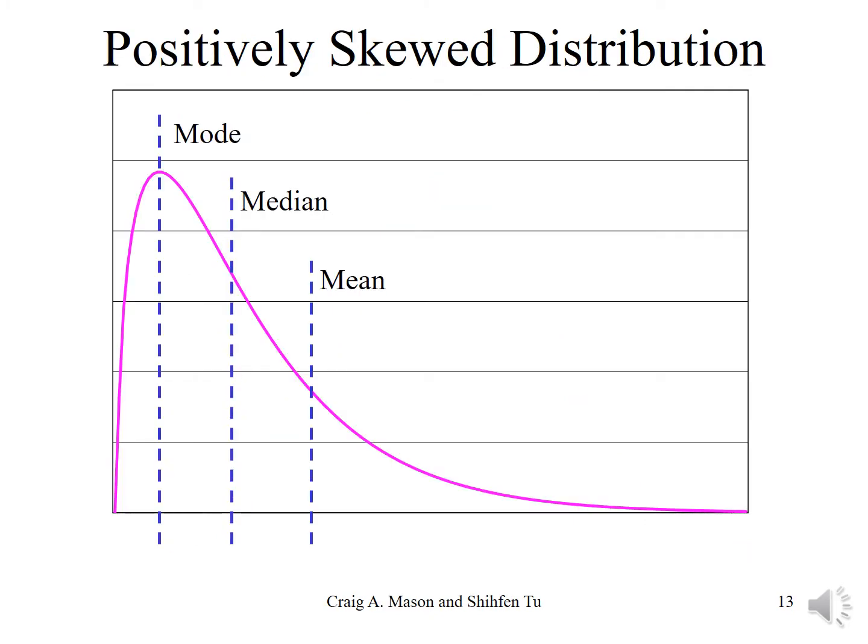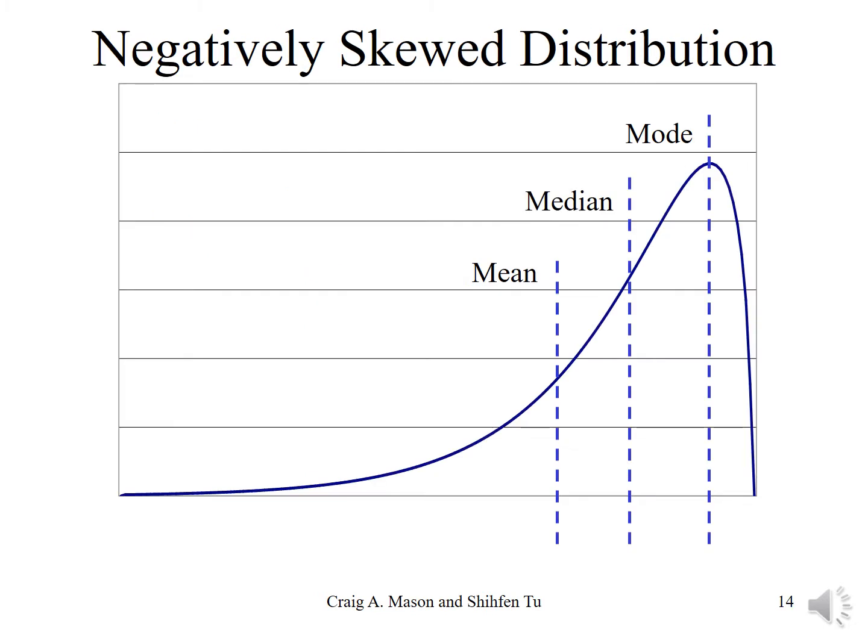In contrast, when data are positively skewed, the mode will be the lowest of the 3, followed by the median, with the mean getting pulled out to larger values. The reverse happens with a negatively skewed distribution. In this case, the mode has the highest values of the 3, with the median lower than the mode and the mean the lowest, getting pulled out to small or negative values.